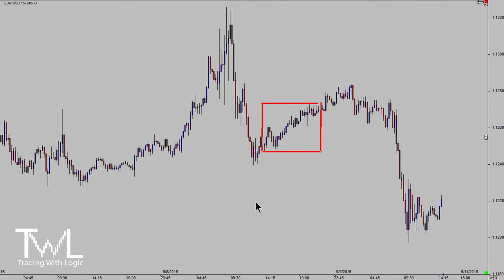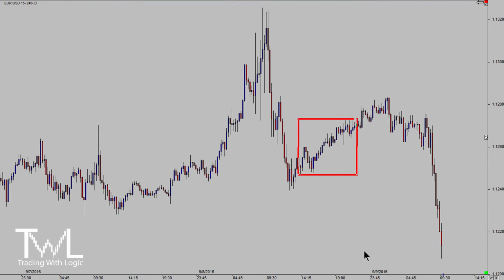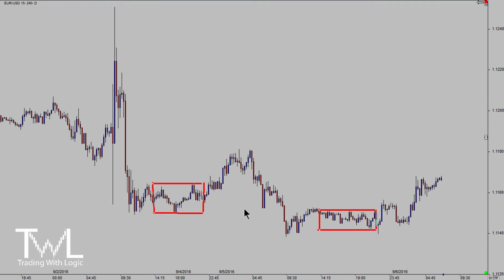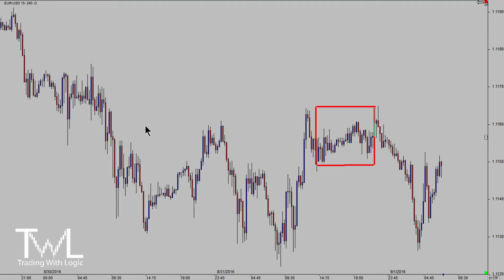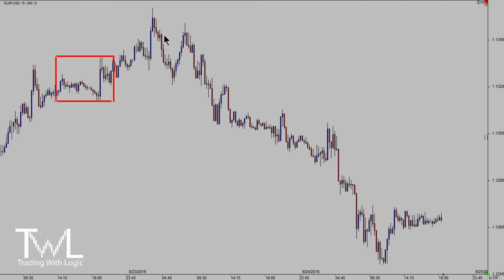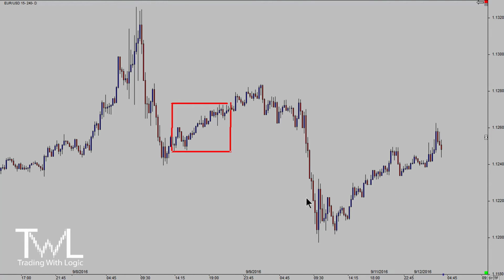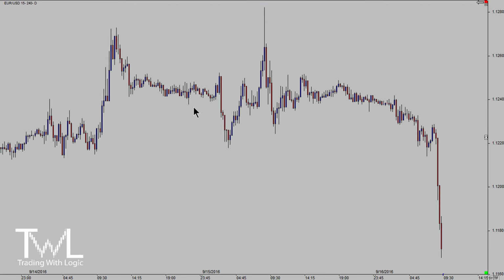Isn't this day the same as September 9th, as September 4th, as August 23rd? Isn't it the same in the process? The price went up and then went down. See, we're not looking for how the market moved afterwards, what chart patterns followed, how long it took, or how long it stayed in that direction.